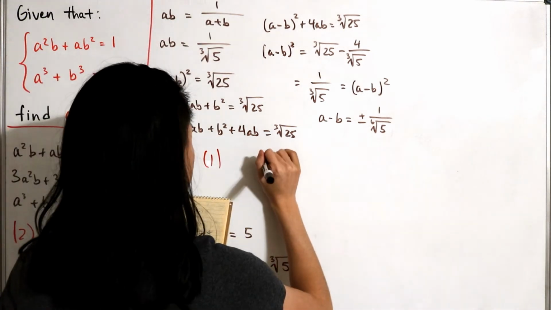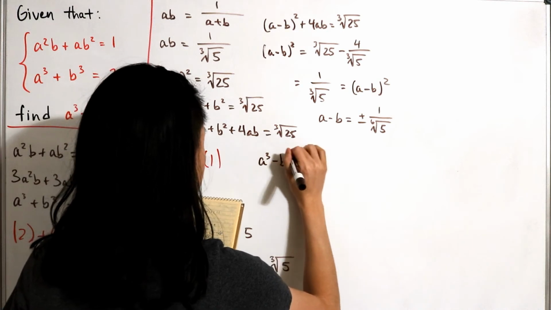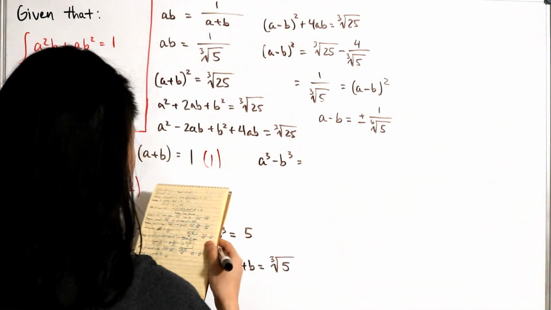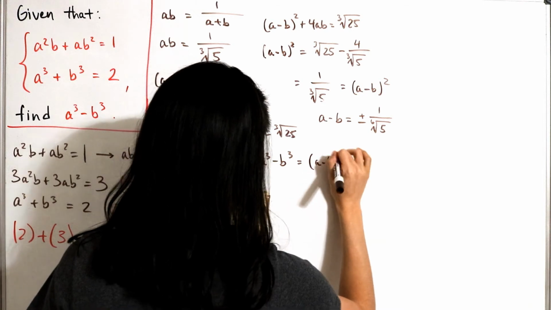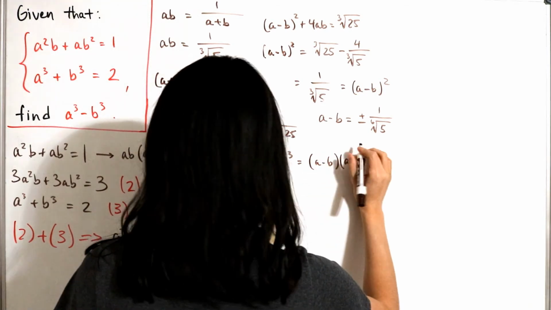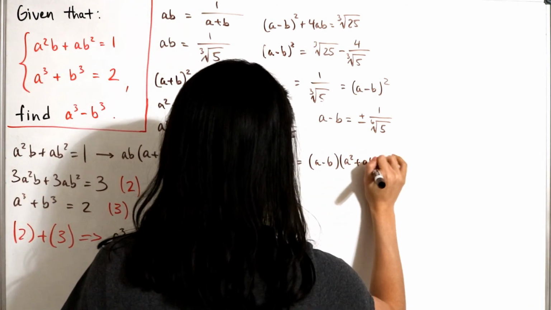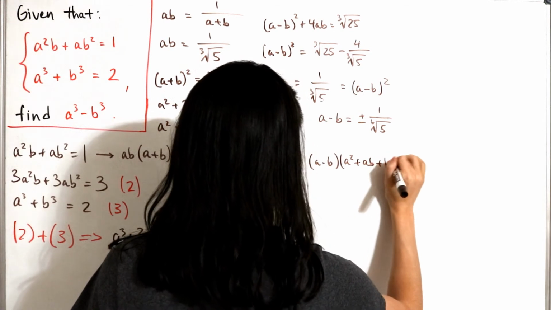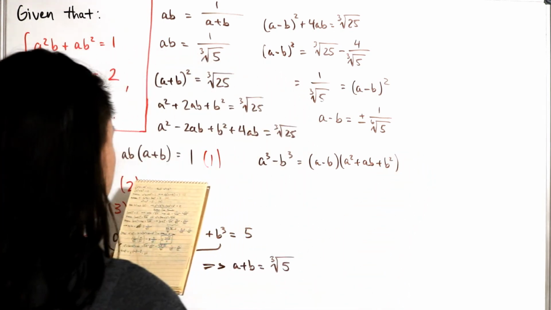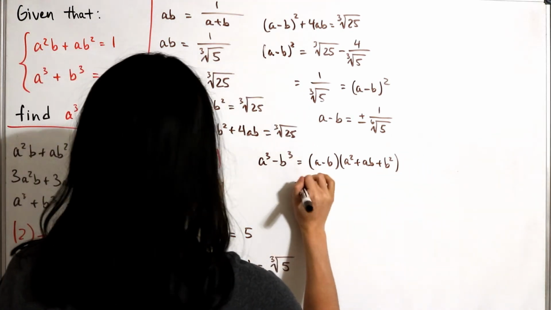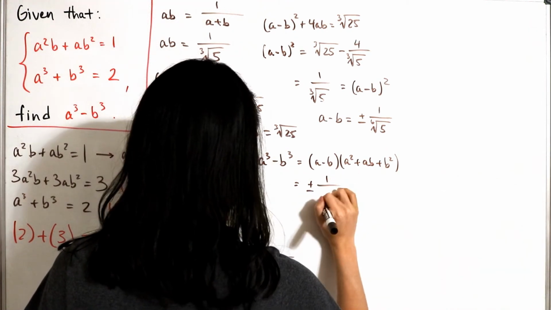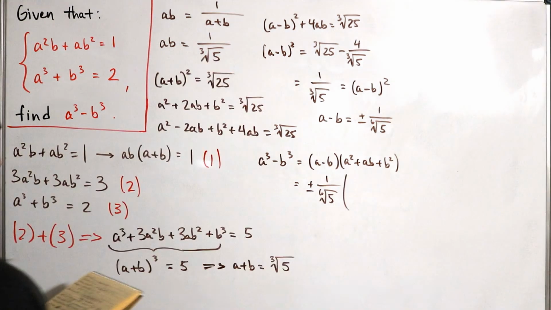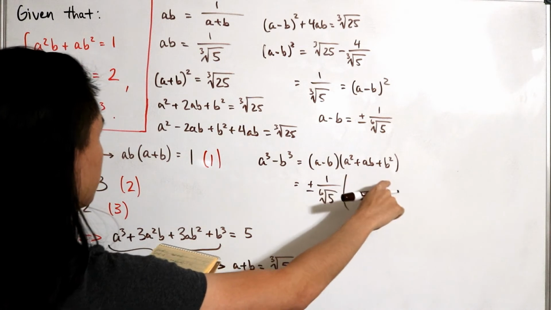So now a cubed minus b cubed. We know that from the difference of cubes, that's written as follows. This is a minus b, then multiply with a squared, add ab, and then add b squared. We know what a minus b is equal to, so I'll substitute that back in. So it'll be positive or negative 1 divided by the 6th root of 5, times a squared plus ab plus b squared.